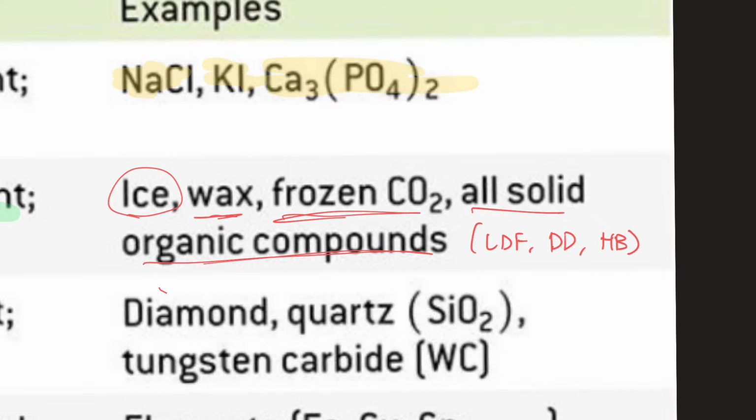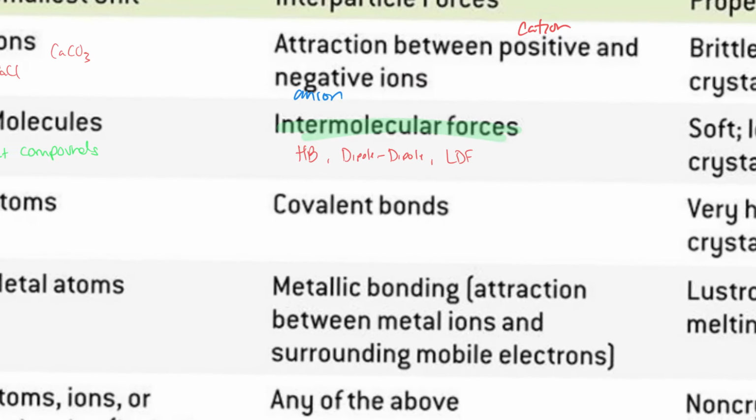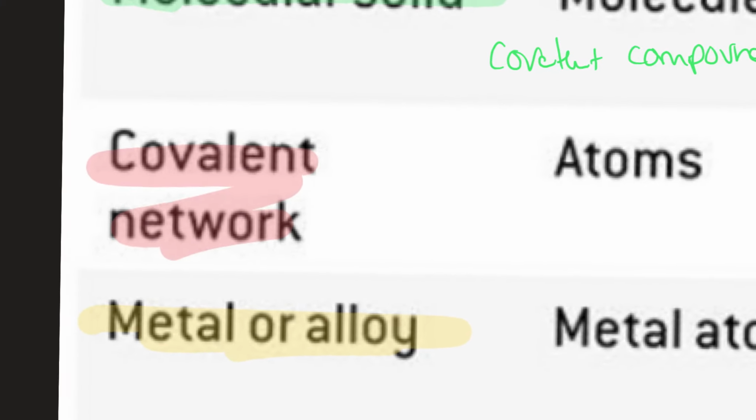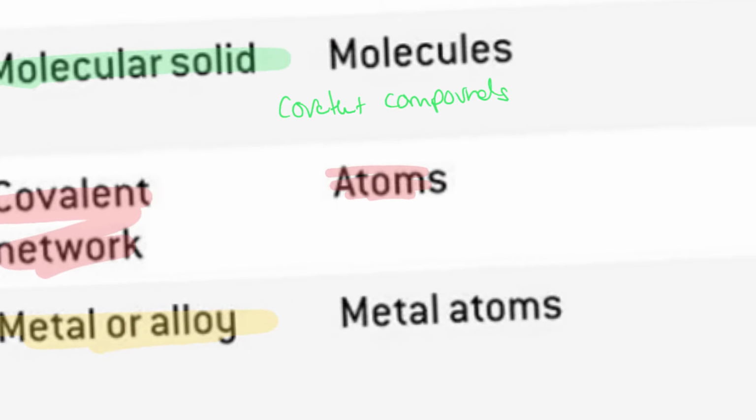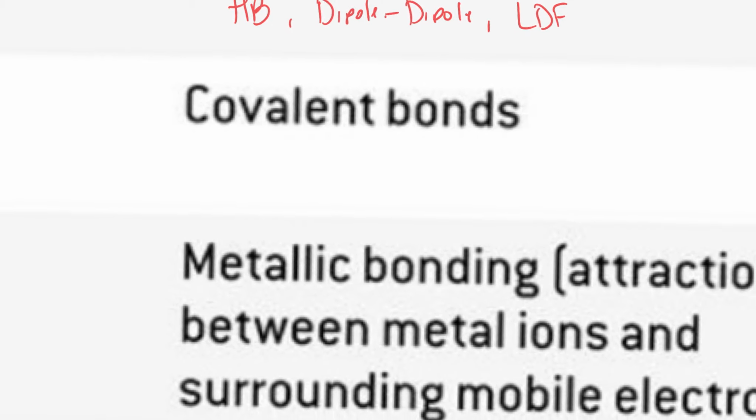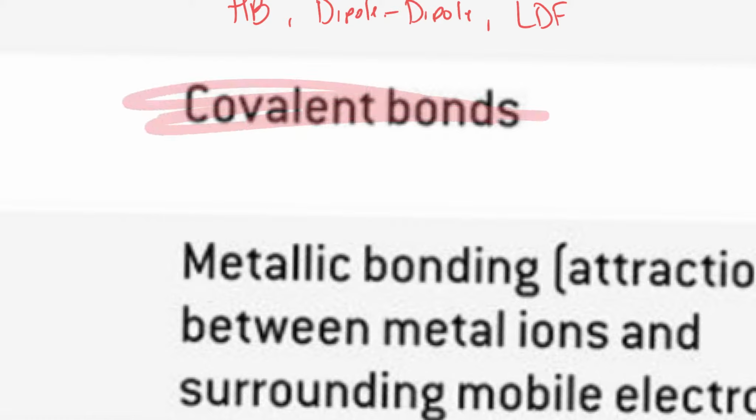Okay. All right. Now, the next type of solid that we're going to talk about is covalent network. Now, covalent networks are typically atoms bonded together, and they're bonded together through covalent bonds. So, in other words, they're bonded together by intramolecular forces. All right. Now, as we said, intramolecular forces are forces within a molecule.